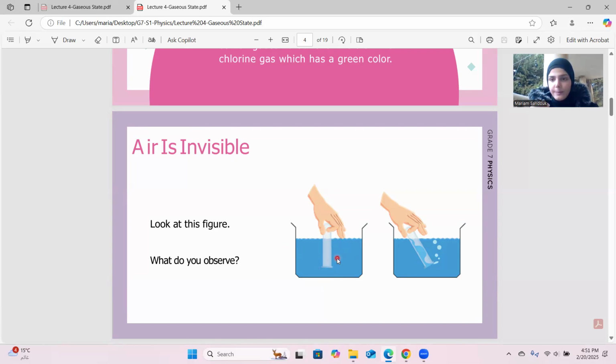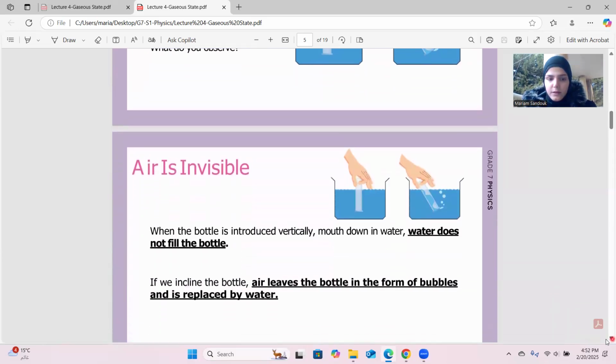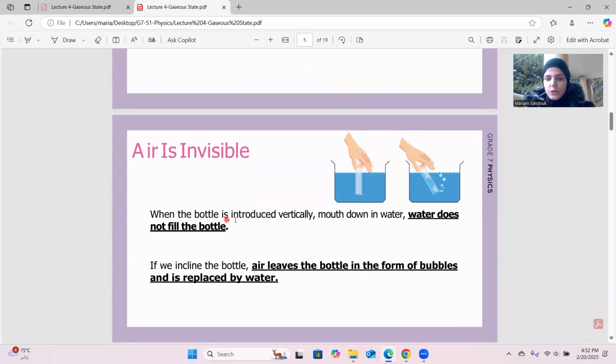If I hold it straight, nothing happens. However, if I bend my hand a little bit, we observe these bubbles going out from this small beaker. So when the bottle is introduced vertically, mouth down in water, the beaker's mouth is down in water, water does not fill the bottle. So the beaker is still empty. You can see that the beaker is still empty.